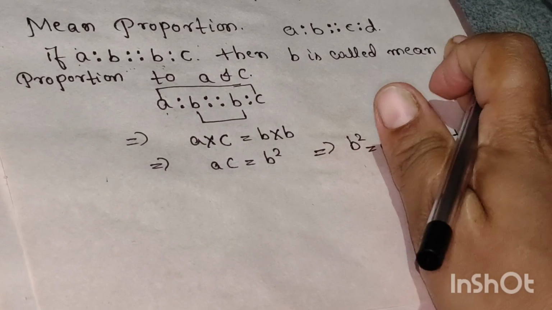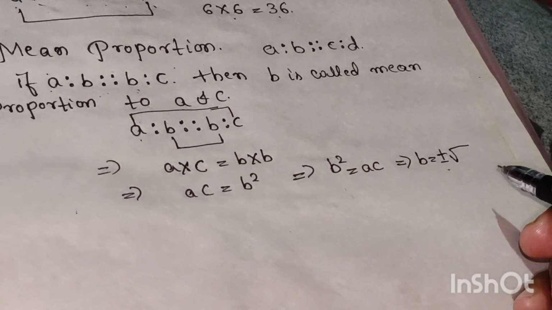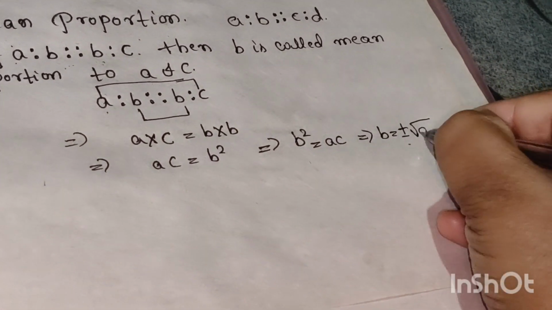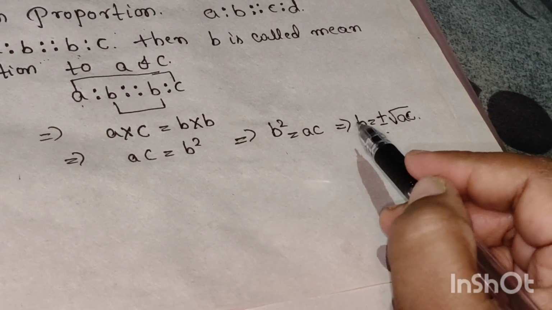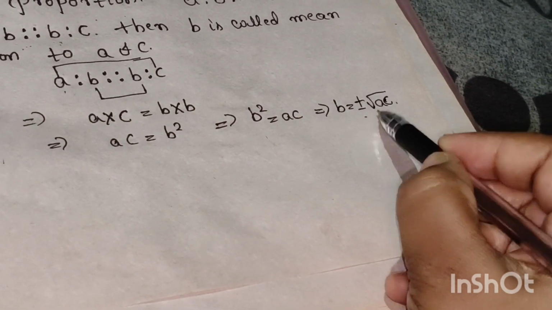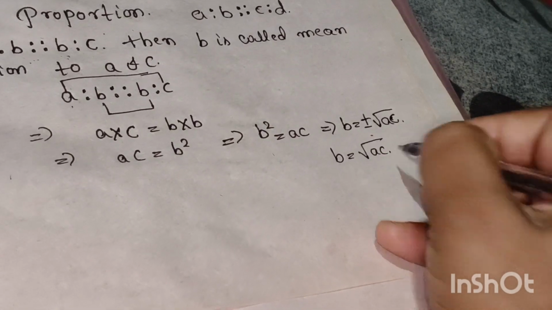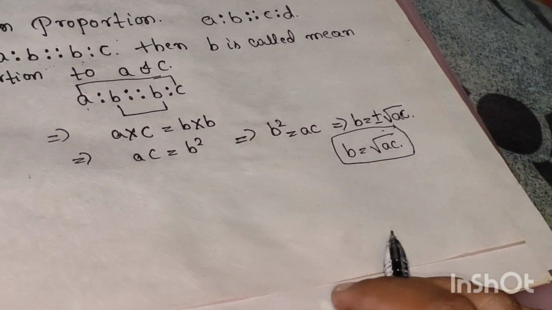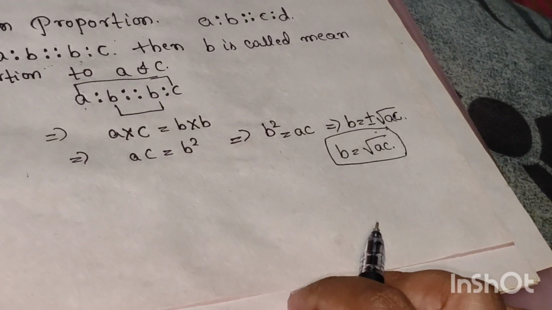So in this case we find the mean proportion. Mean proportion means B. The value of B is called the mean proportion. So B is equal to plus or minus square root of AC. In mean proportion we consider only the positive value, so we neglect the negative value. So B is equal to root of AC. This is the formula for finding the mean proportion of A and C.